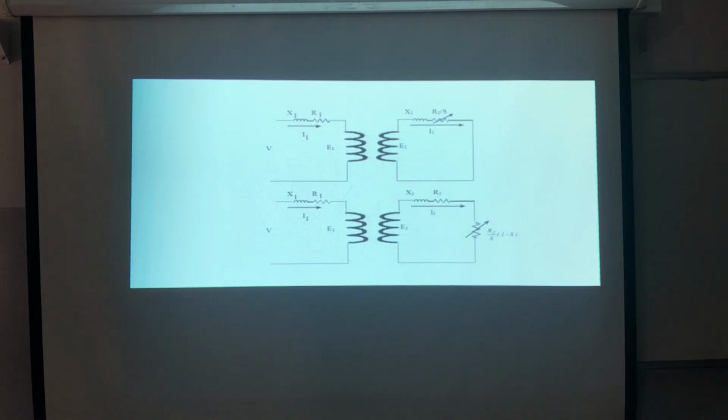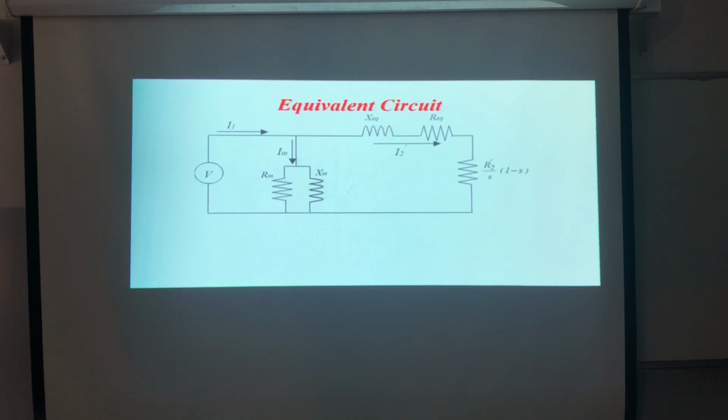So R2, and I will end up with what? R2 over S, 1 minus S, the same thing, yeah? Then I will try to refer the R2, if I refer it to the stator, it will be R2 dash. And N1 over N2 is what? A turn ratio, yeah? The same thing for the X, yeah?